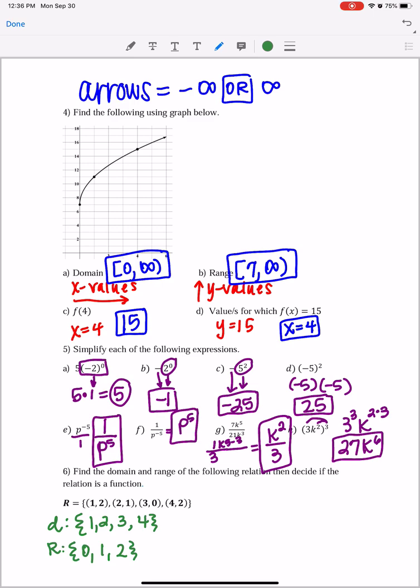And then lastly, is it a function? When you're wanting to know, is it a function, the only thing you're paying attention to is your x. Your x cannot repeat. So we have 1, 2, 3, 4. Does my x ever repeat? No. So that means that yes, it's a function.